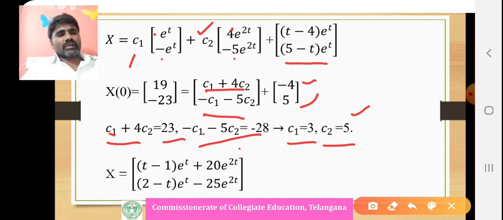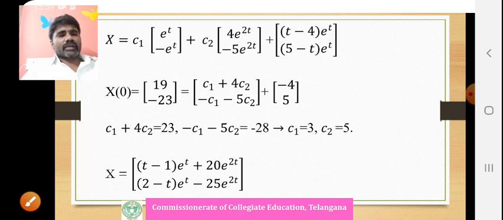In the earlier class we already discussed the variation of parameters method. Today we discussed the fundamental matrix method, and in the next class we are going to discuss the method of undetermined coefficients to solve the non-homogeneous system of equations. Thank you one and all.